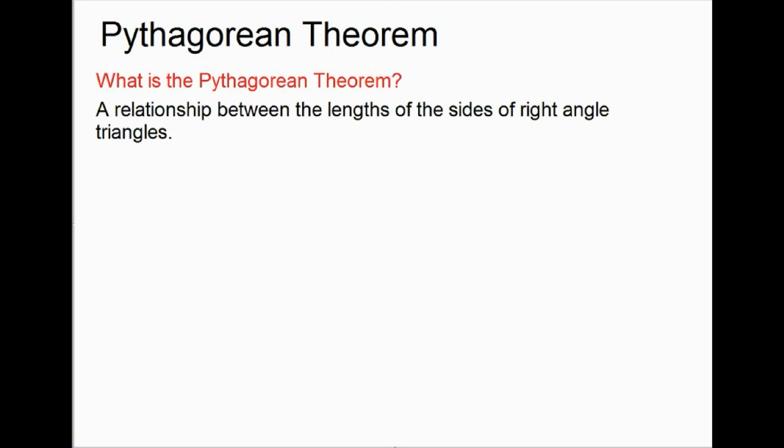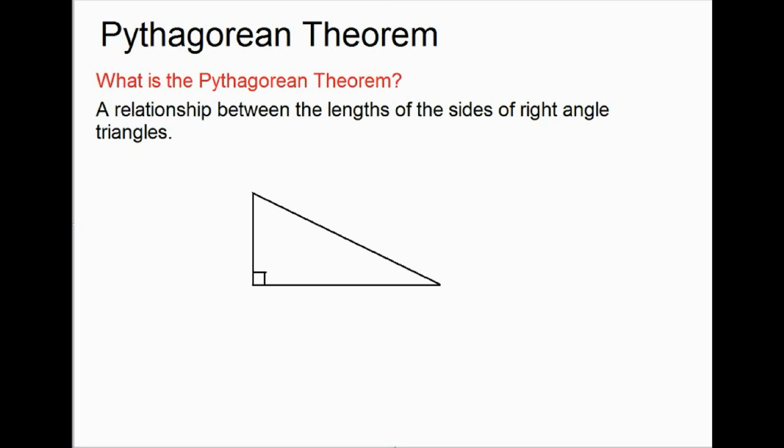An important thing to note here is that this equation, this theorem that we're going to be discussing, only works for a certain type of triangle, and that's a right-angle triangle, which means a triangle that has a 90-degree angle. So we're going to talk a little bit about right-angle triangles and some terminology involved in right-angle triangles first.